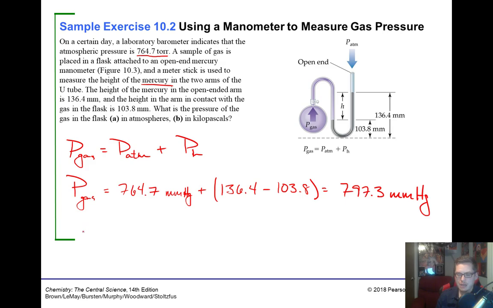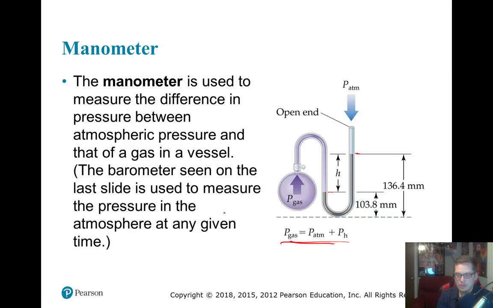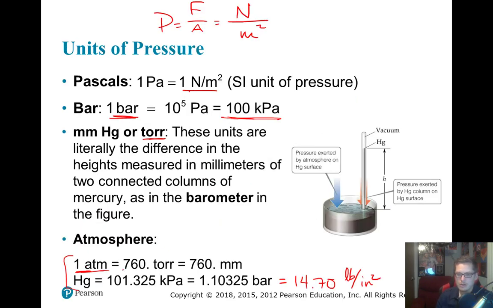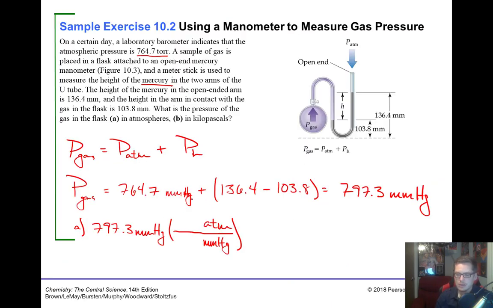But it asks us for the pressure in atmospheres and kilopascals. So let's see if we can do this here. We'll take 797.3 millimeters of mercury and convert that into atmospheres. We're going to put millimeters of mercury down here and atmospheres up here. We can look at our conversions if you haven't memorized them yet. We see that one atmosphere equals 760 millimeters of mercury. So one atmosphere goes there, and then 760 millimeters of mercury. We just take our 797.3 divided by 760, and we get 1.049 for sig figs, and then we're in atmospheres.